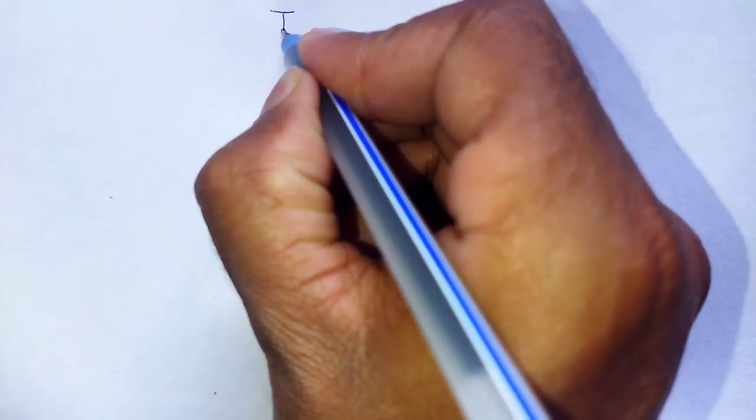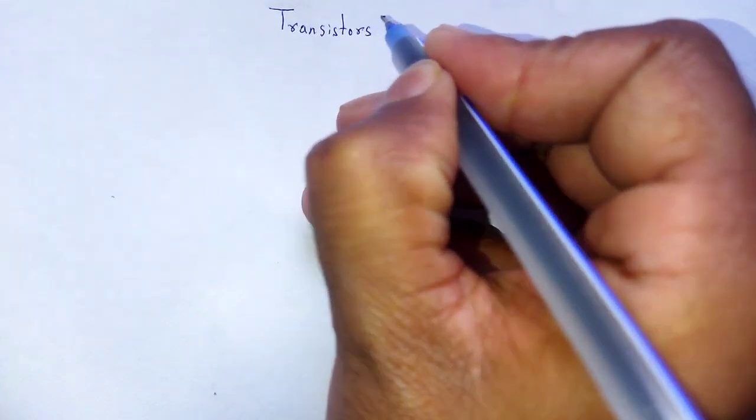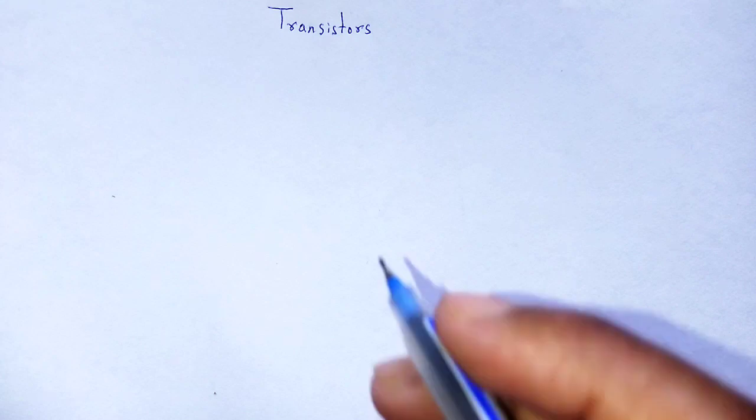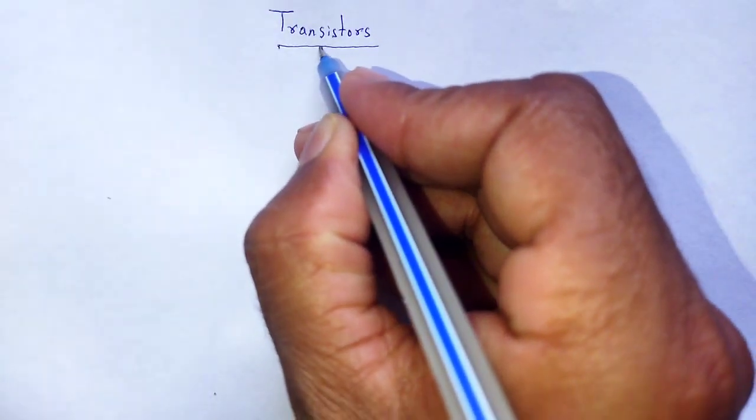In electronics, transistors are basically used for two purposes. One is switching in an electronic circuit, and another is amplifying the signal. These two are the major functions of transistors in electronics. So transistors are classified into two categories.